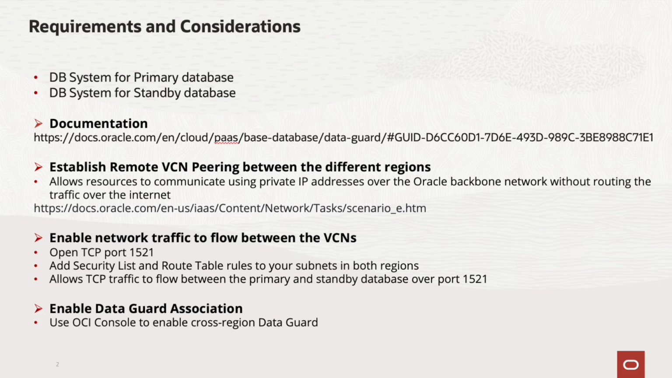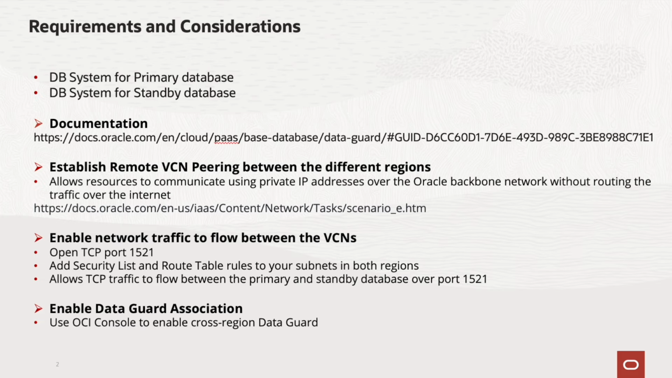Firstly, establish remote VCN peering between the regions. Now, remote VCN peering connects VCNs in different regions to allow resources to communicate using private IP addresses over the Oracle backbone network without routing the traffic over the internet. Follow this documentation to peer your VCNs in the different regions.